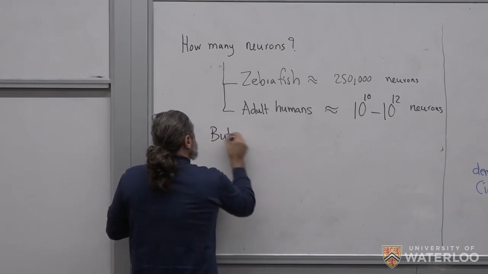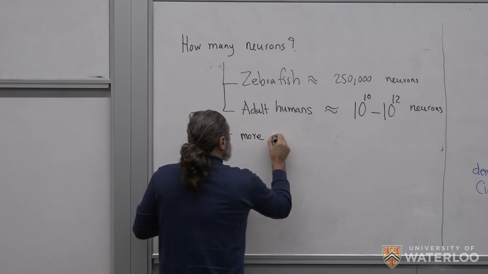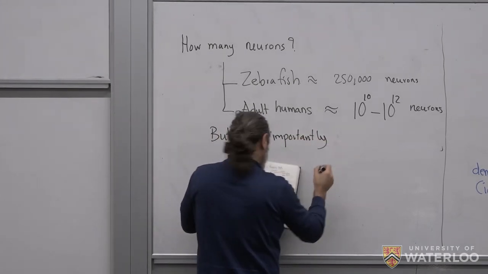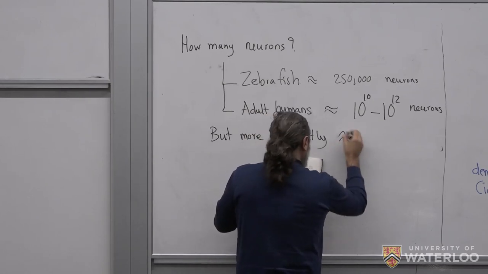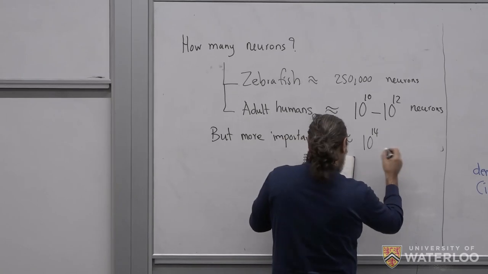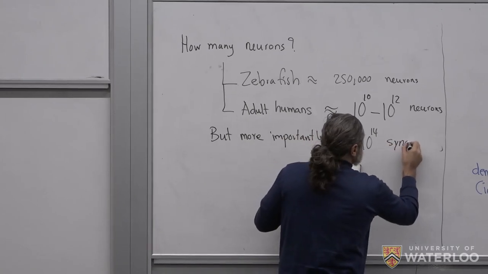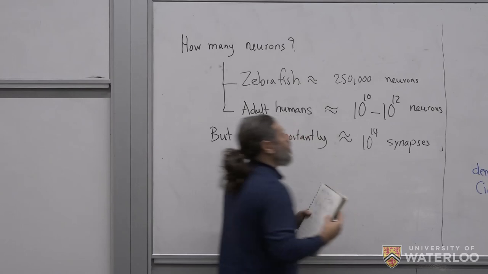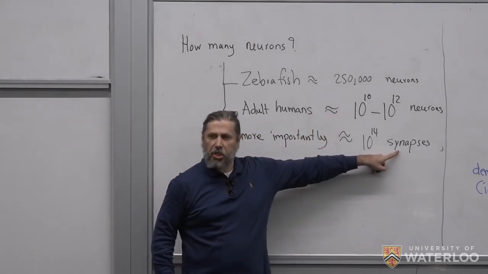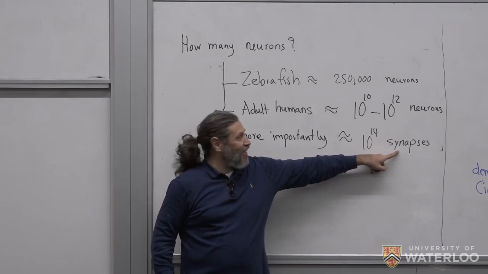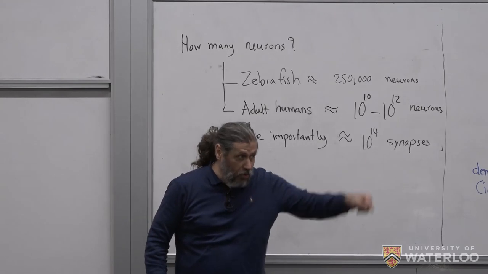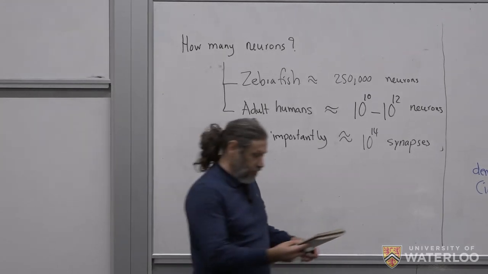But more importantly, we have 10 to 14 connections or synapses. Because the number of neurons is one thing. Number of synapses is the number of connections between neurons. So you have 10 to 14, you have way more synapses than you have neurons. Okay.